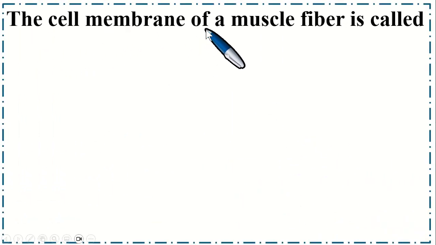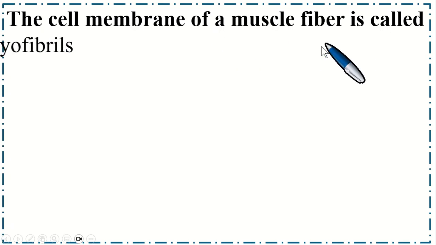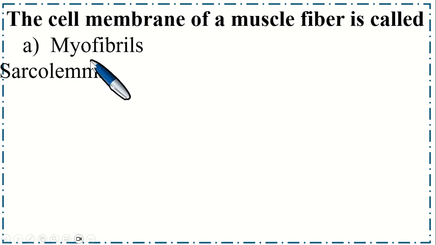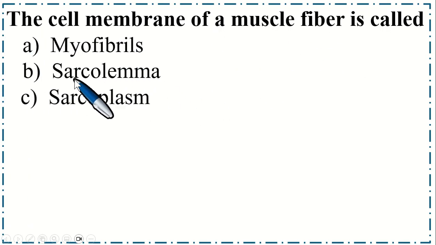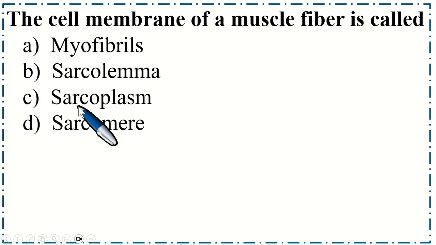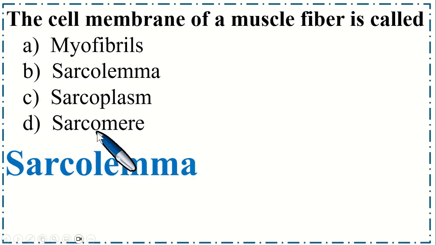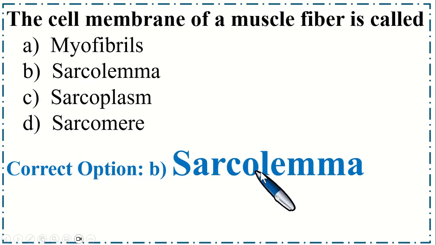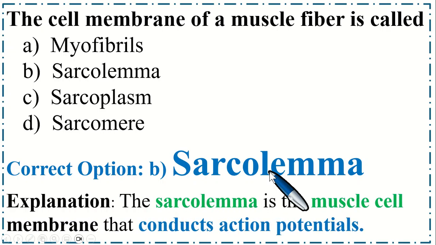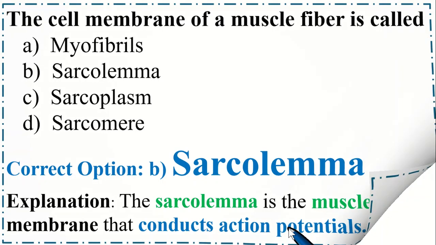The cell membrane of a muscle fiber is called: option A, myofibrils; B, sarcolemma; C, sarcoplasm; and option D, sarcomere. So the correct option is B, sarcolemma. The sarcolemma is the muscle cell membrane that conducts action potentials.